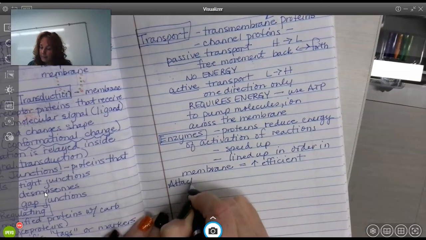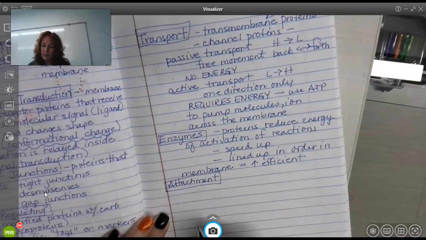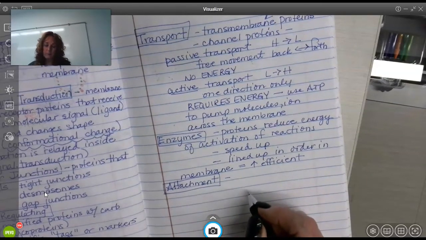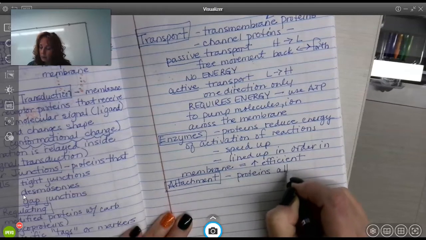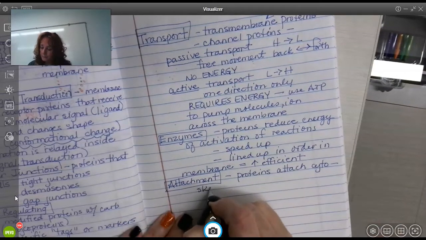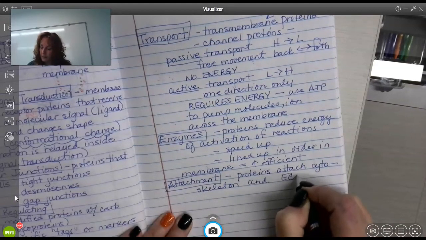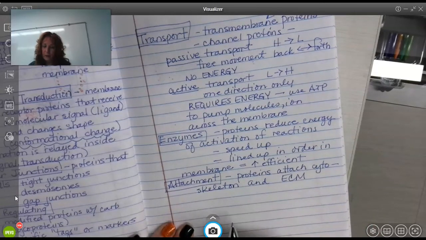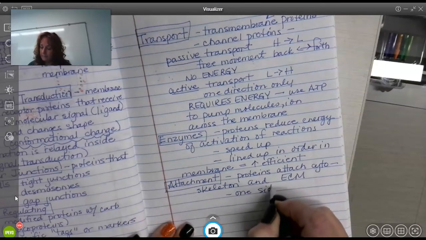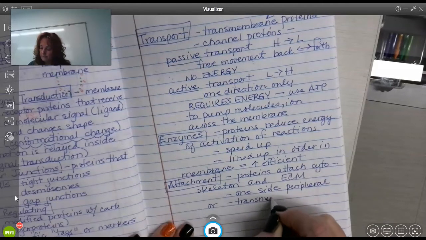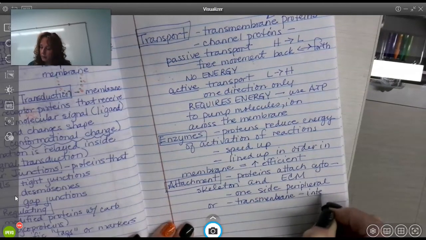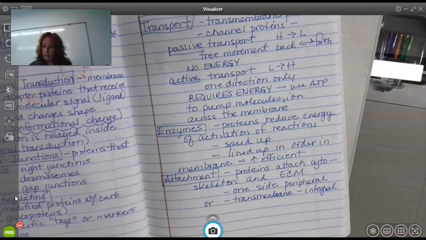The last one, you learned about these with the whole extracellular matrix. So integrin would be an example. They can also serve as attachment. So these proteins are going to attach the cytoskeleton and the extracellular matrix, and they're going to be bound tighter. They're non-covalently bound, and so they tend to stay fixed to one side. So one side, which is called peripheral, or they can be transmembrane, either one, which those are called integral, because they're integrated throughout.